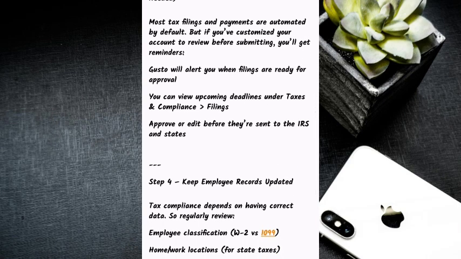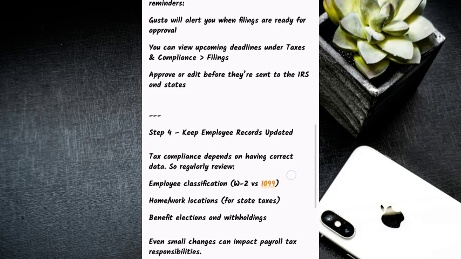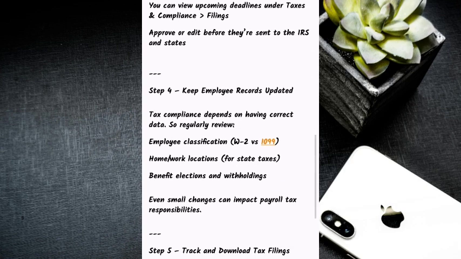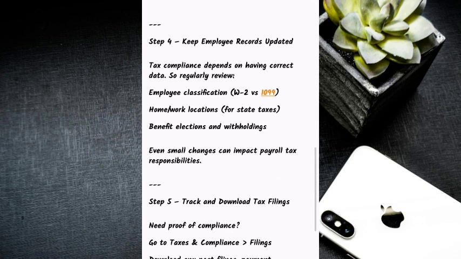Step 4, keep employee records updated. So tax compliance depends on having correct data. So you want to make sure that you regularly review employee classifications as well as home or work locations and benefits elections and withholdings. Even small changes can impact payroll tax responsibilities, so you want to make sure that you keep those updated.